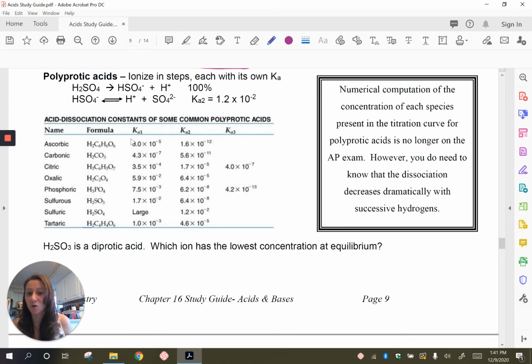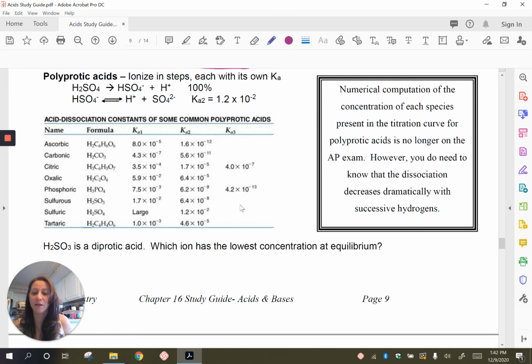Let's look at some more. So look at this one, for example, ascorbic acid. Its first Ka is to the negative fifth. Its second Ka is to the negative 12th. Way, way smaller than the first one. Citric has 3 protons. First one's 10 to the negative 4th. Second one's 10 to the negative 5th, so a little bit smaller. Next one's 10 to the negative 7th. So you can see that you get less and less and less ionization as you go. So when you have a polyprotic acid, the first proton is always the strongest, meaning the highest dissociation percentage, followed by the second one, followed by the third one, and so on.